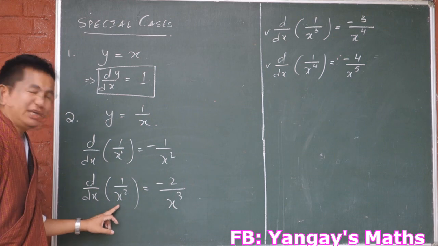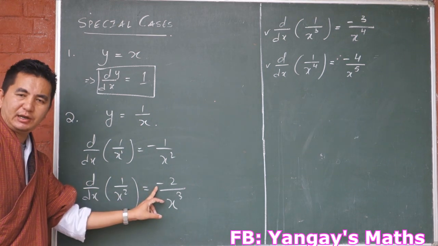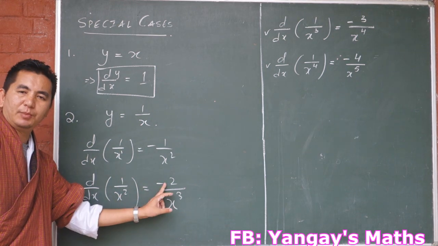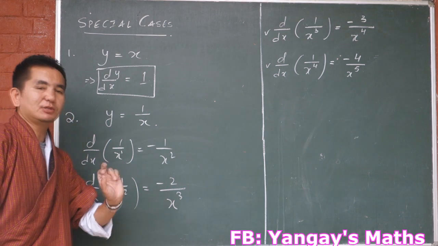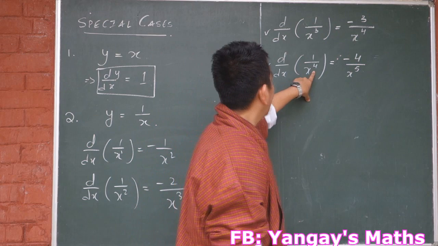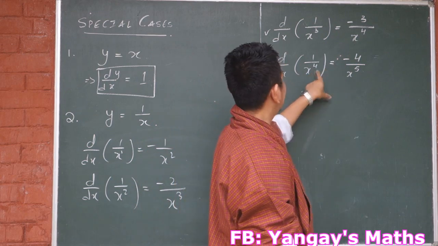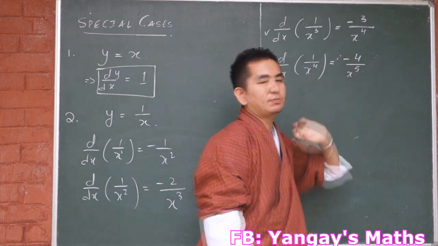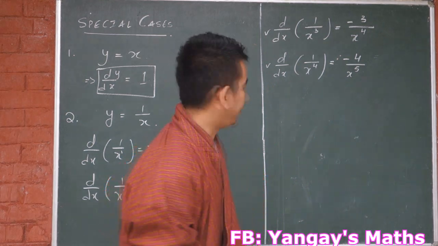Isn't it? So see this case. The answer is negative. This 2 is coming in the numerator, and the power of x is increasing by 1, which is equivalent to 3. Similarly, see this case. Here the answer comes negative. This 4 comes here. The power of x is increased by 1, which becomes x to the power 5.